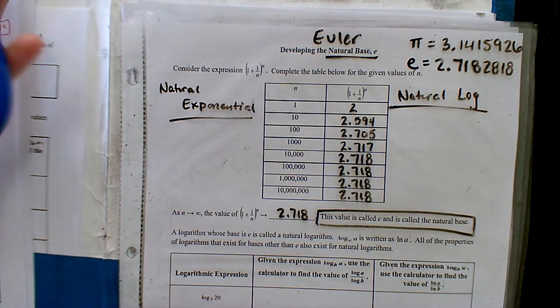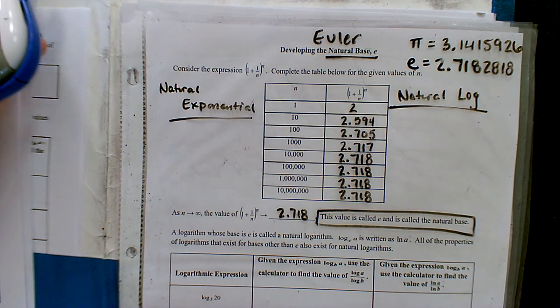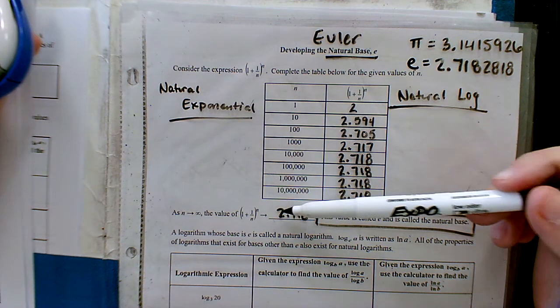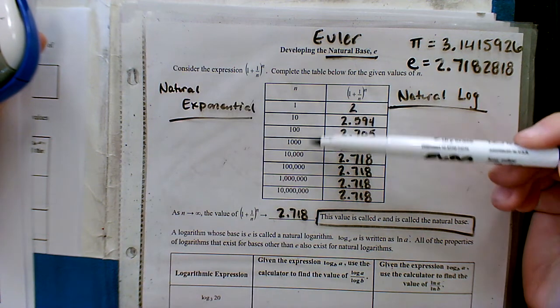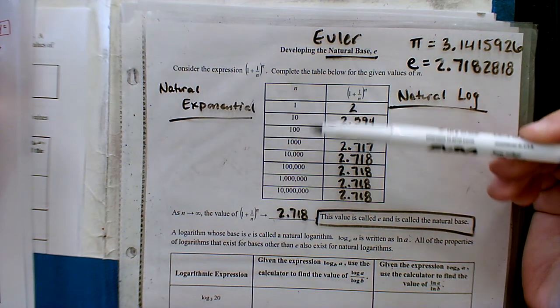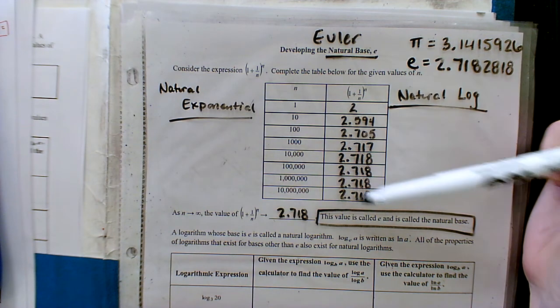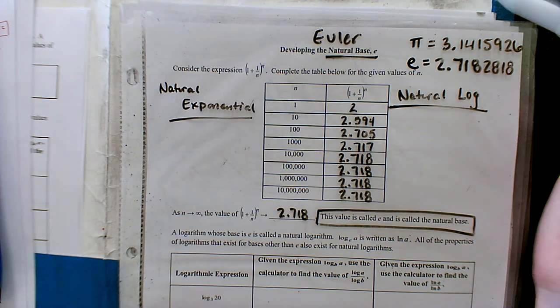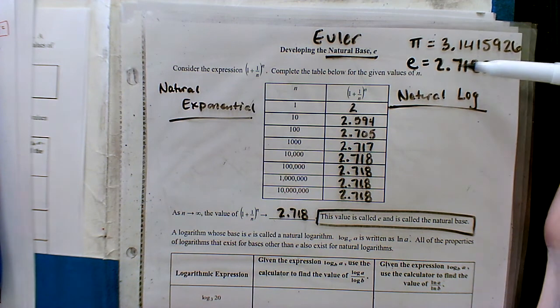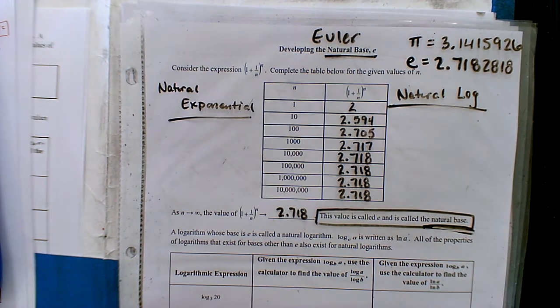was a Swiss mathematician who was dealing a lot with horizontal asymptotes, by the way, which this 2.718 is for this exponential function. Notice how as the x, in this case n values, get really large, meaning as you go to the right of this graph, you're approaching 2.718. You're leveling off.